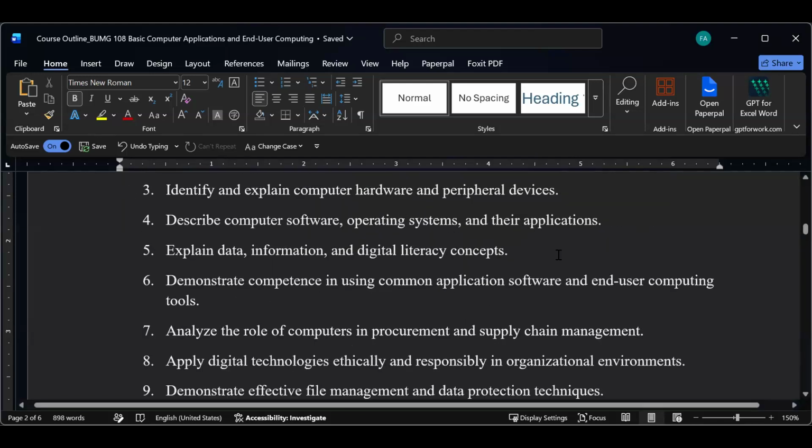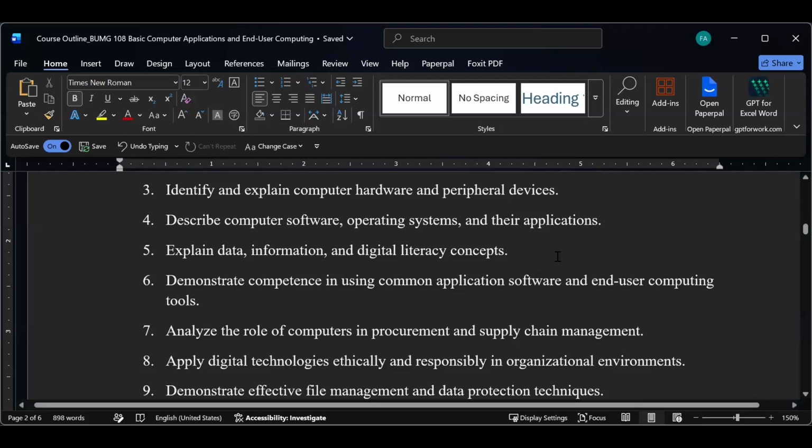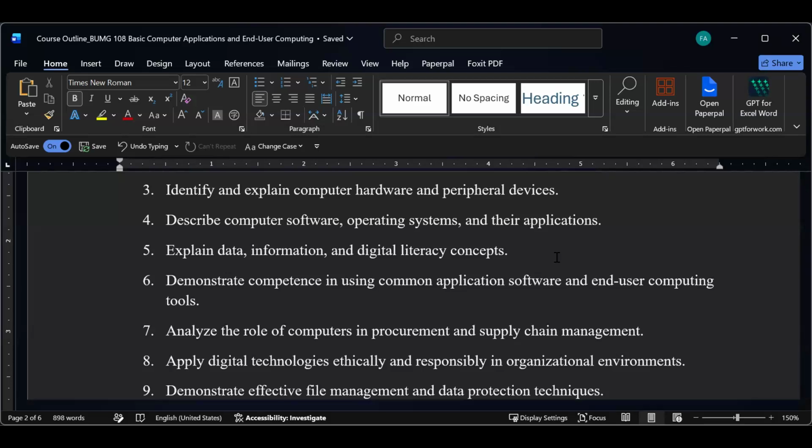You should also be able to explain what data means. What is data? Words are contextual, which means that the meaning of a word depends on the context of use. So what is data? What is information? How data will be explained in journalism, for example, will be different from how data will be explained in computing. Information, digital literacy concepts, we'll go through that.